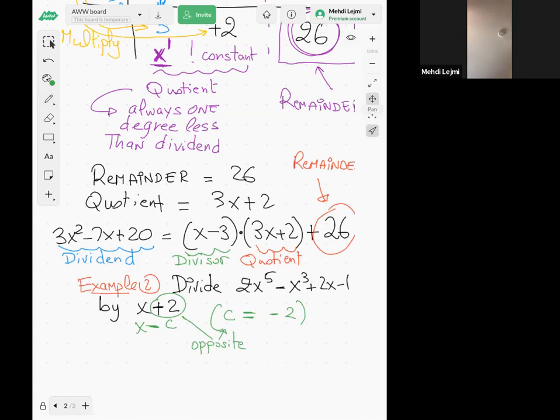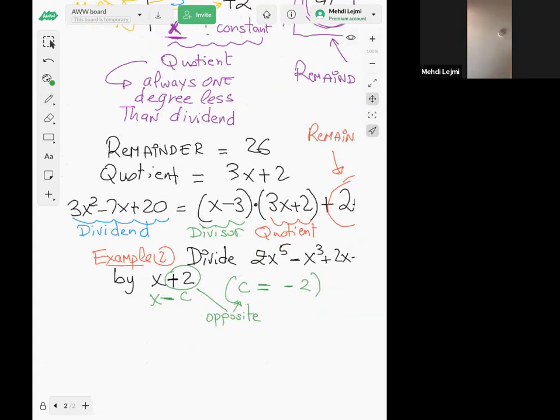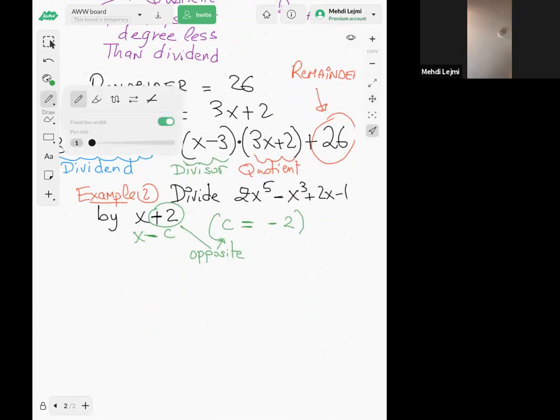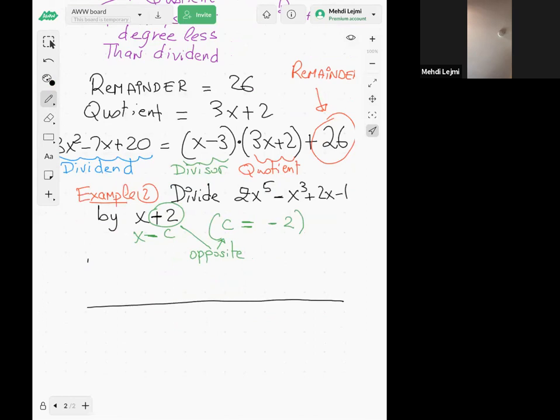So here's my table. Again, we're gonna have 3 rows. All right. So first row, first column, that will be c. So we're gonna put c here. So that's the negative 2.